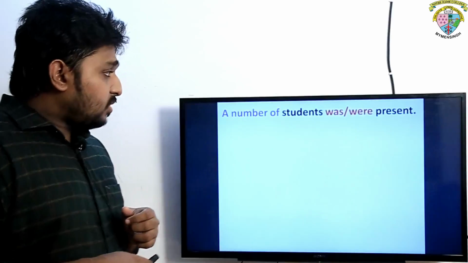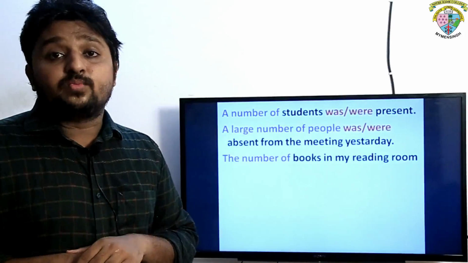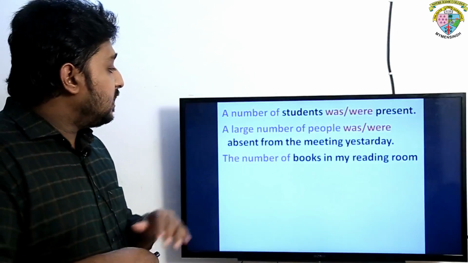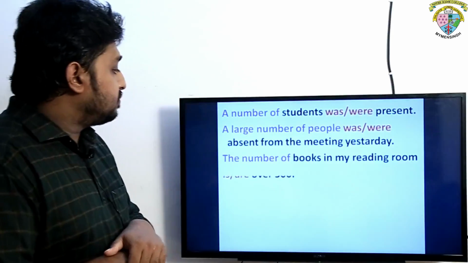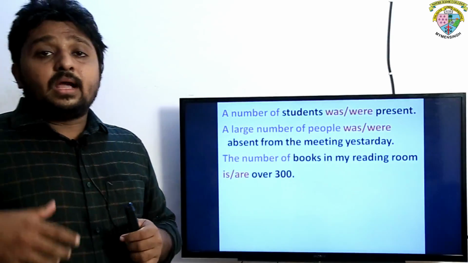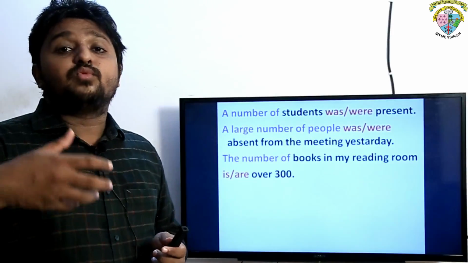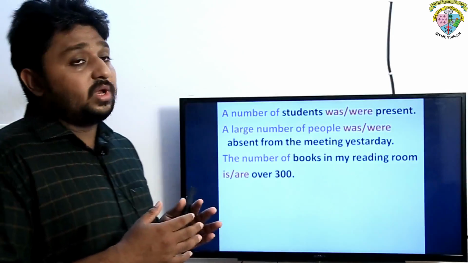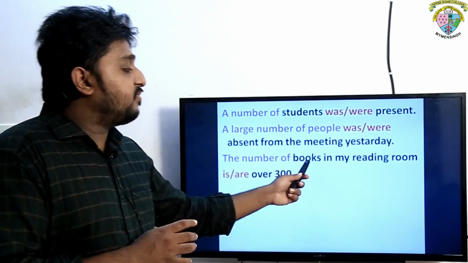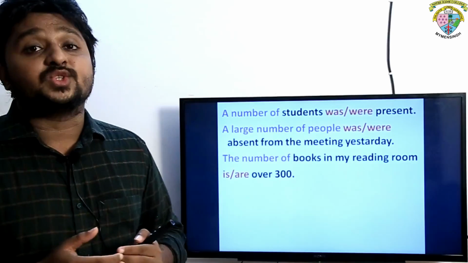And the next one, what will be the answer? What do you think, guys? A number of students was or were present. A large number of people was or were absent from the meeting yesterday. The number of books in my reading room is or are over 300. So what will be the answer? Okay, I'm going to help you. When you see a number of or a large number of before any plural noun, the answer will be a plural verb. But if you see the number of before the plural noun, then the subject will definitely receive a singular verb.